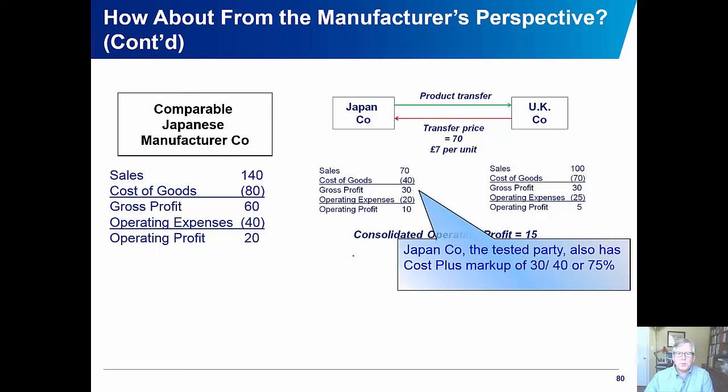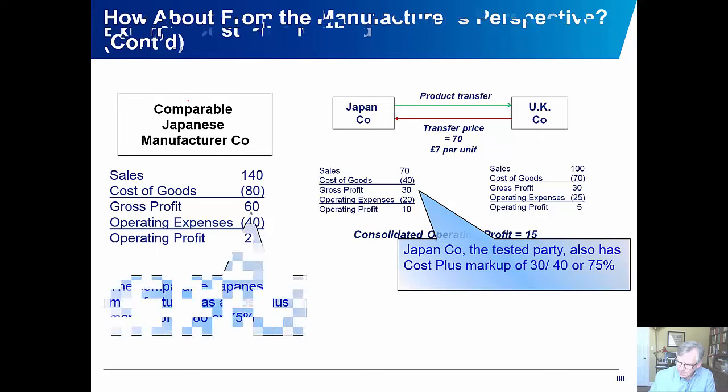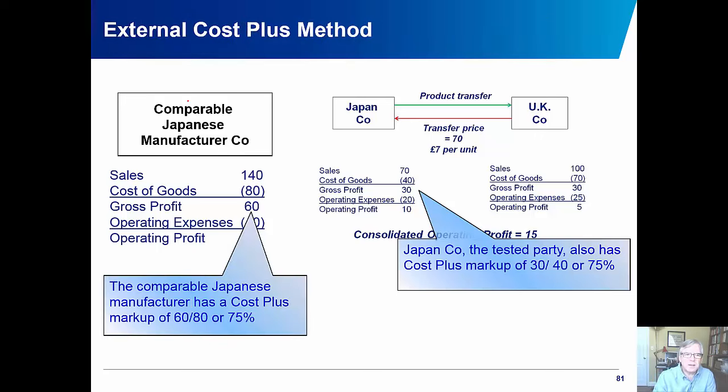Now, let's suppose we go out and we search for and find a comparable Japanese manufacturer. In this case, this is the key thing. This company is an independent company. We're able to observe their financial statement, and in particular their income statement, and can ask the question, what kind of gross profit are they earning relative to their cost of goods sold? So in this case, they've got a gross profit of 60 over a cost of goods sold of 80. Again, they have a 75% cost plus markup, which is identical to what our related party has.